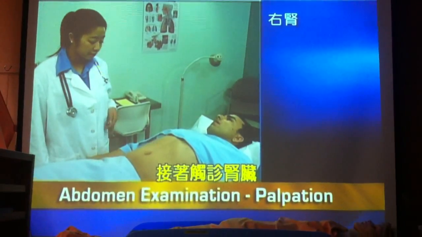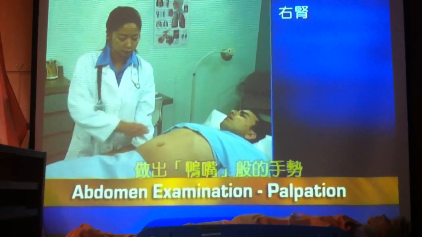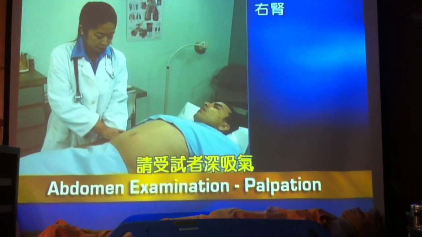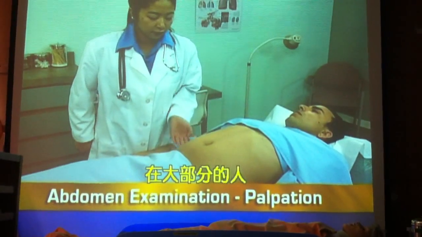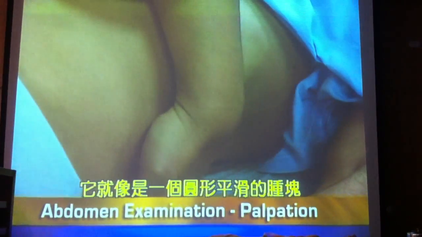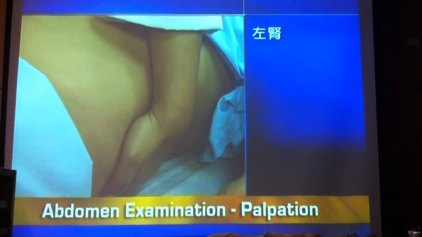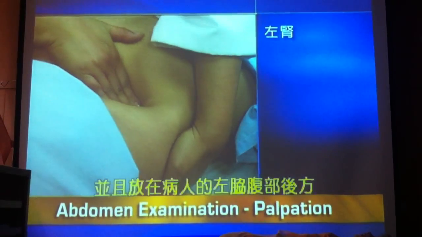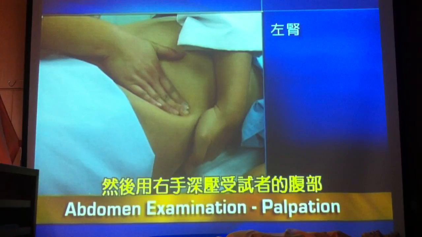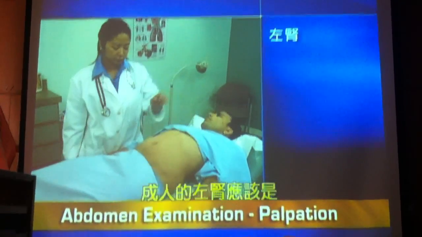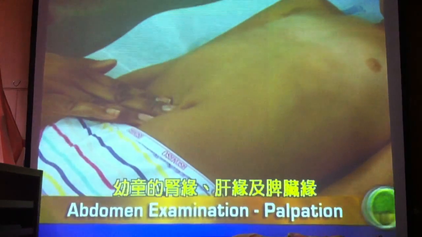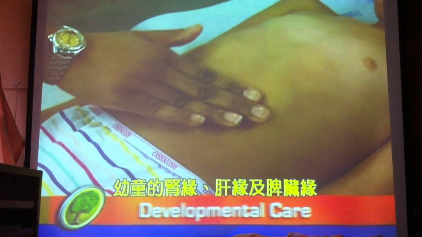Next, palpate the kidneys. For the right kidney, put your hands in a duckbill position at the right flank. As you press your hands together firmly, ask the person to inhale deeply. In most people, you will feel no change, or you may feel the bottom of the right kidney as a round, smooth mass. For the left kidney, reach your left hand across the abdomen and behind the left flank for support. Then push your right hand deep into the abdomen and ask the person to breathe deeply. In adults, the left kidney should not be palpable. In young children, the edge of the kidneys, liver, and spleen are easily palpable.